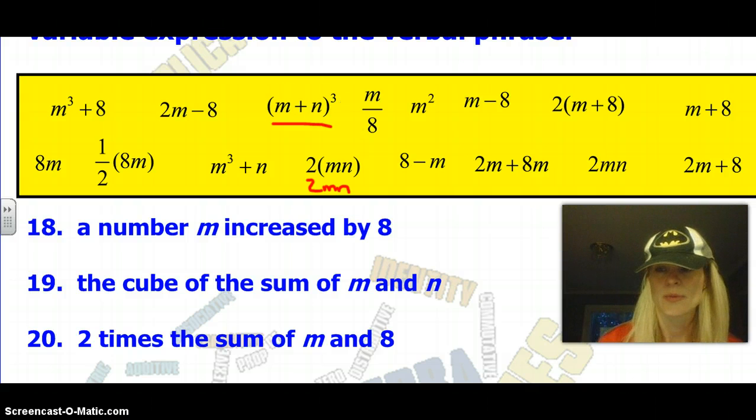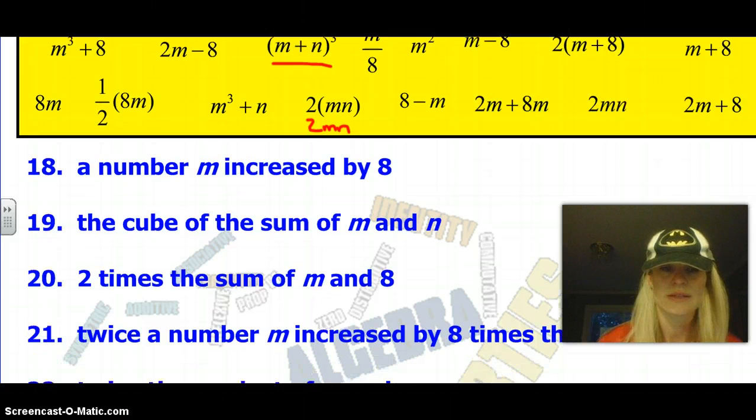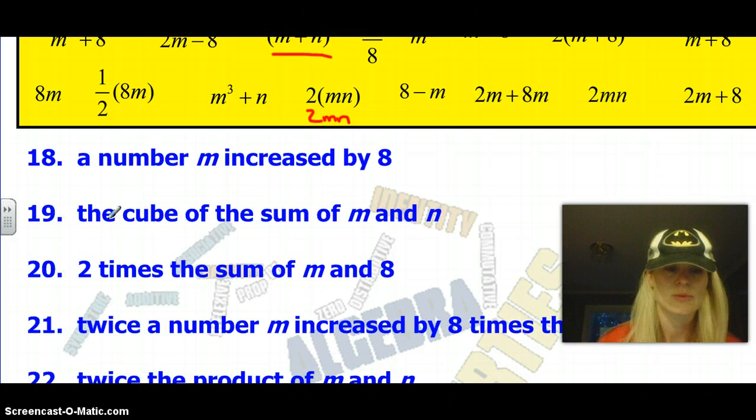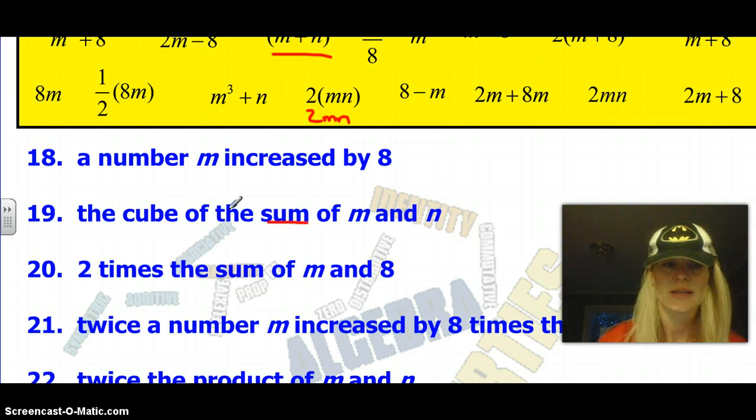So let's just do a couple practice problems. Some of these are pretty easy. If we look at this one, the cube of the sum, and again, sum is going to be our big answer. The sum is our indicator that we're going to need parentheses because we want to cube the answer of m and n. So that should be m plus n, and then we want to cube the answer of that, okay?